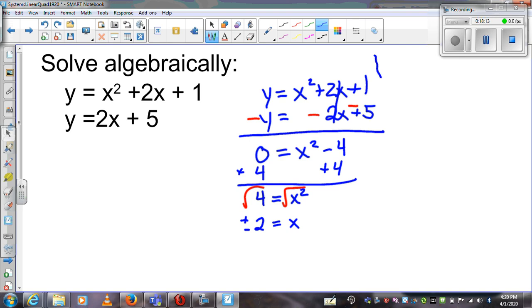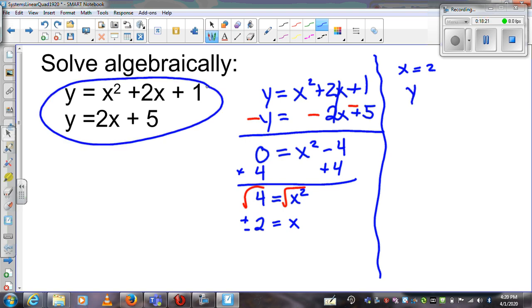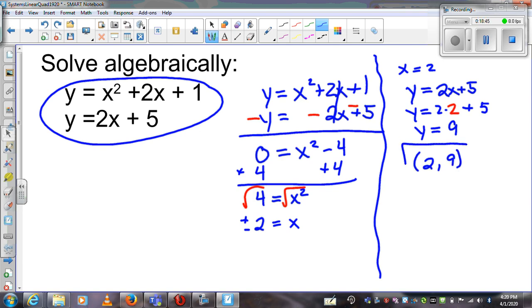Okay, now that we have our first part, when x is equal to positive 2, let's get our y value. You can pick either one of these two equations. I like the easier equation, which is 2x plus 5. So I'm going to take my positive 2 and put that in place of x. So y is equal to 2 times 2 plus 5. So that means y is going to be 9. So my first answer, when x is 2, my y value is 9.